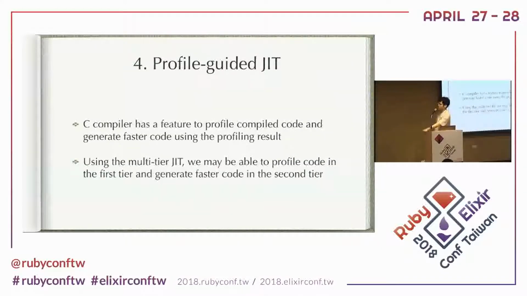And also another idea is profile guided JIT. GCC has a feature to profile code compiled by GCC, and in the profiled version, it generates a profile result. And if we feed the profiling results to the GCC compilation, GCC can generate faster code using the profile result. So it would be good to introduce this kind of JIT compiler implemented with GCC.